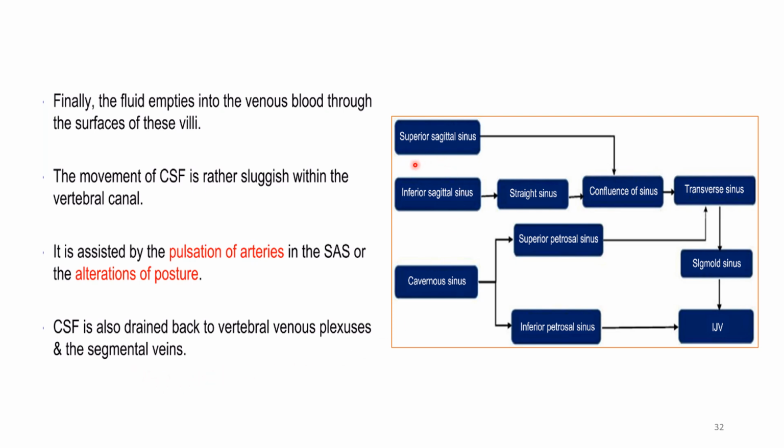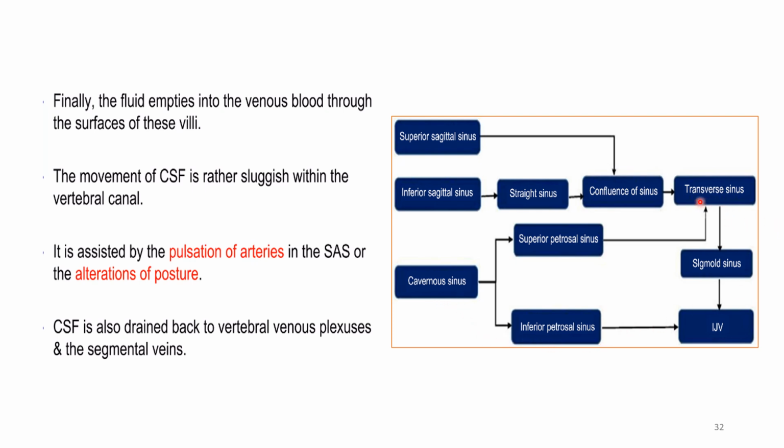So you can see here, if it is drained into the superior sagittal sinus, then it will go to the confluence of sinuses. The confluence of sinuses will receive blood from the inferior sagittal sinus through the straight sinus. Then the confluence of sinuses will open into the transverse sinus. This transverse sinus will also get blood from the superior petrosal sinus, which is getting blood from the cavernous sinus. And this cavernous sinus is also giving blood to the inferior petrosal sinus.